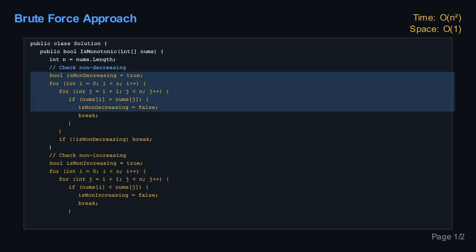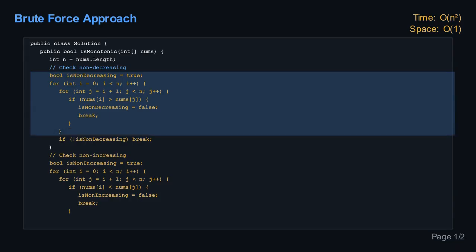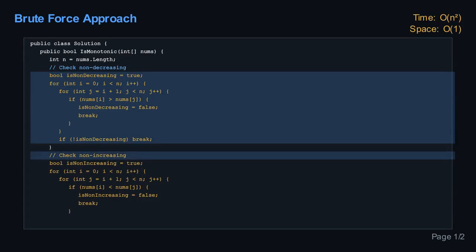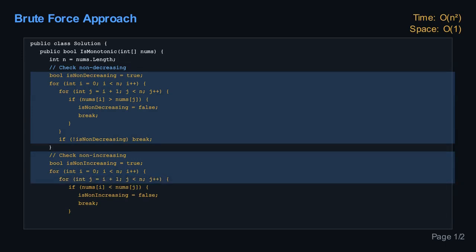Then, we do the exact same thing for the non-increasing condition. We'd assume the list is non-increasing and again, compare every number to every subsequent number. If we ever find a number that is larger than our current number, we know it's not non-increasing. If after checking all pairs for non-decreasing, we found it was non-decreasing, then our answer is true. If not, we then move on to check all pairs for non-increasing. If that turns out to be true, then our answer is true. If neither condition is met, then the answer is false. This approach works, but it's slow.